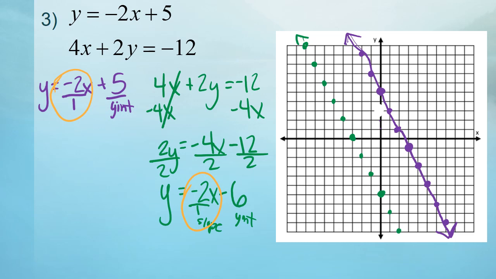Still connect your dots, still draw arrows on the ends. But what we've already determined is these are parallel. So when do they intersect? Never. So this is an example where we would write no solution. They never cross each other's paths, so they never have an intersecting point.